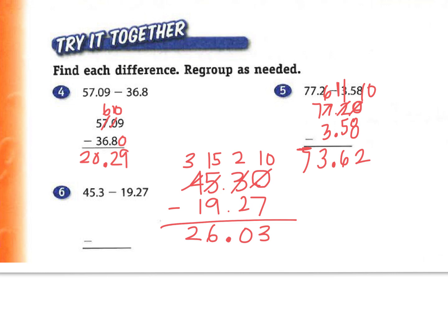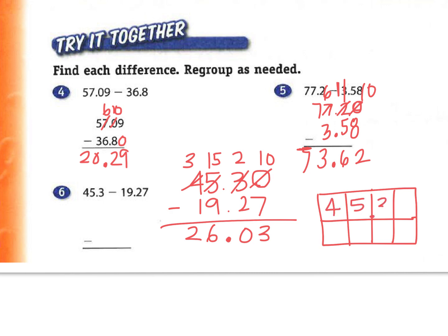Again, also you can ask your teacher if you have grid paper that looks like this, and then that makes it easy to line up the decimals too. So like for this one, you could do 45.30 and then 19.27 if you need help lining up the decimal points. So use grid paper if you need to also.